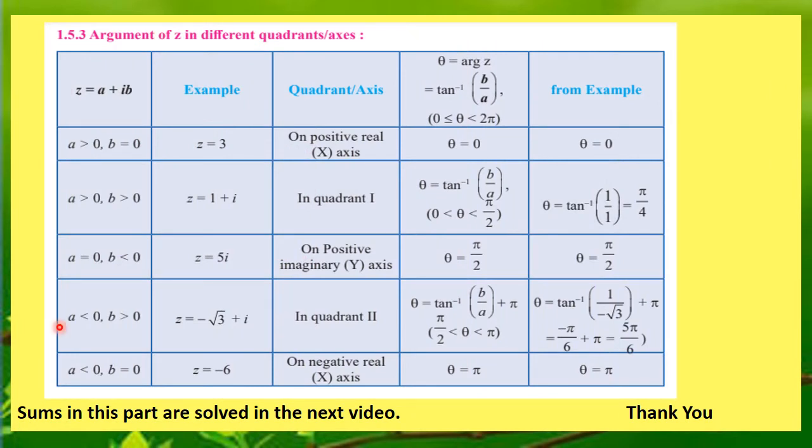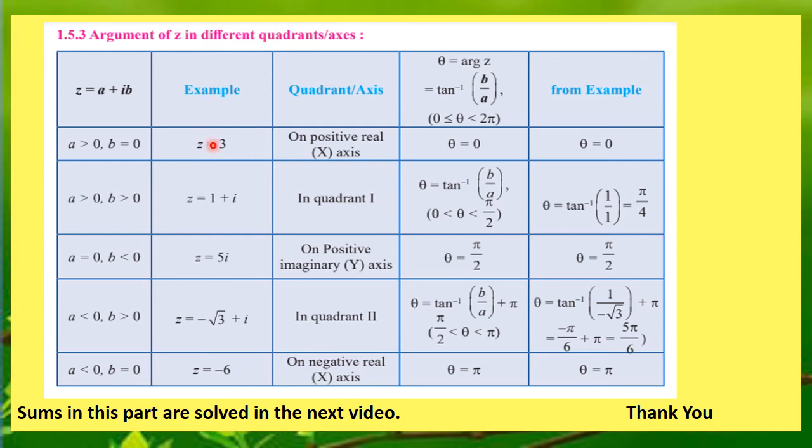Now let us see examples for the argument of z in different quadrants and axes. First, z is equal to a plus ib, and different values of a, that is, positive and negative values of a are considered, and equal to 0 also. First case, when a is greater than 0 and b is equal to 0. That means it's only a real number. So z is equal to 3, positive, is considered as an example here.